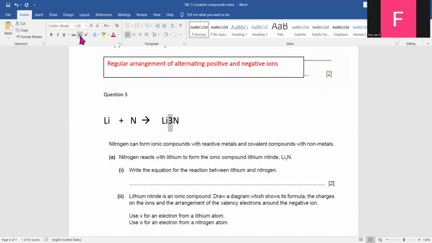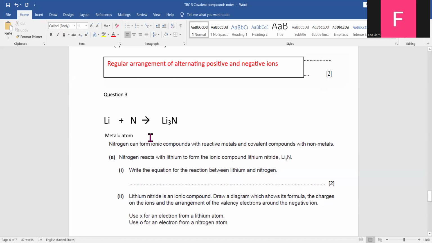Okay, if you wrote this, it is wrong. Why? It's not balanced, number one. Number two, lithium is a metal. Metal exists as an atom. Okay, metal will exist as an atom, correct.